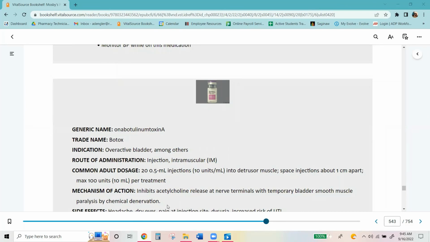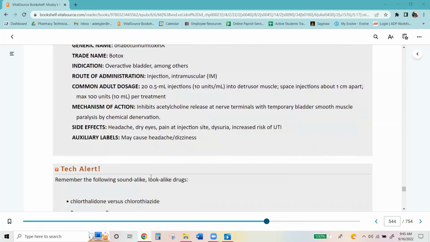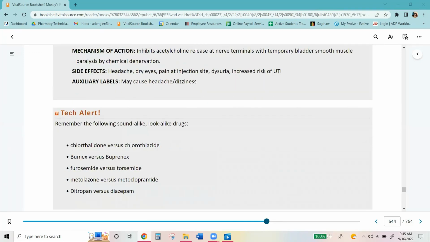Botox works for overactive bladder, among other things. That is an injection intramuscularly. And of course, we have the following sound-alike, look-alike drugs: chlorthalidone versus chlorothiazide, Bumex versus Buprenex, furosemide versus torsemide, and metolazone versus metoclopramide, Ditropan versus diazepam.